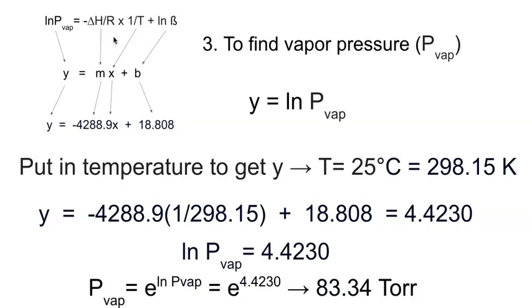And then the last step, we just reverse the natural log, set both sides as e to the power, and then we will get a final vapor pressure value of 83.34 torr.